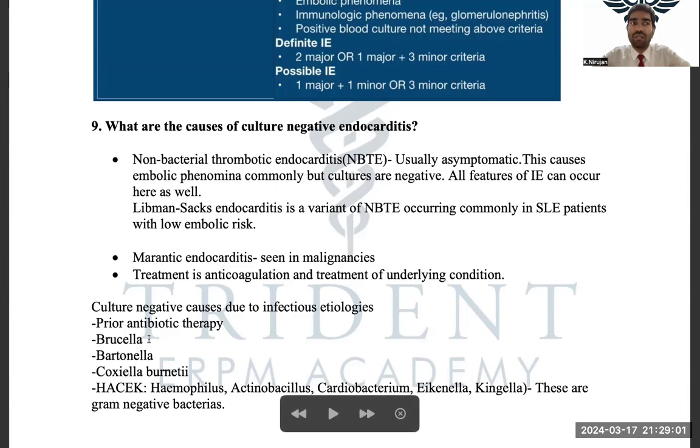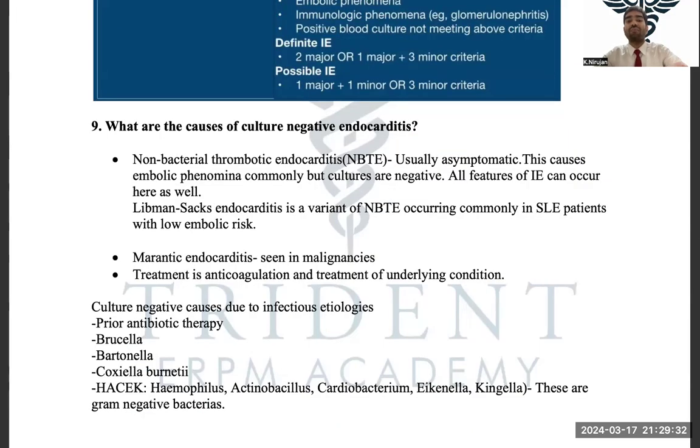And certain organisms cannot be cultured. Brucella, Bartonella, Coxiella typically cannot be cultured. That's why you go for Coxiella serology, 1:800 serology. And this HACK, that's why I told you some people do call it atypical, because of this factor. Sometimes the HACK cannot be cultured. The culture positivity of those organisms, Haemophilus, Aggregatibacter, Cardiobacterium, Eikenella, and Kingella, is very low. So these are gram negative, may be difficult to culture. So that might be a cause of culture negative endocarditis. This is a famous question.